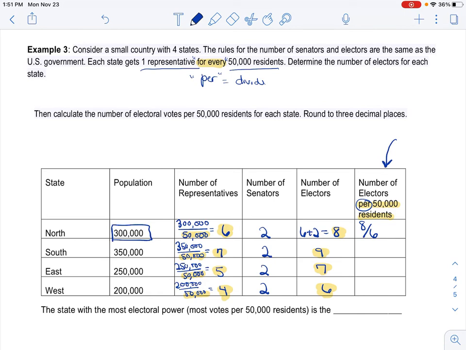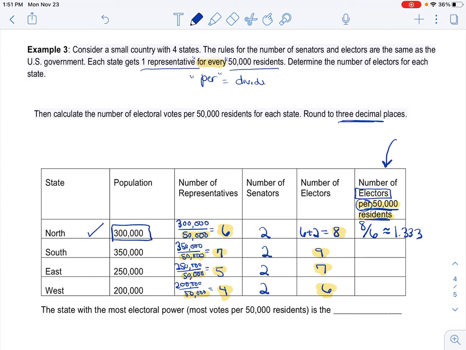So hopefully that actually sits well with you. If I do 8 divided by 6 and it says round to 3 decimal places, I get 1.333, and I should use the rounding symbol. So what that is saying is I'm getting about 1.3 number of electors per 50,000 residents in this state.